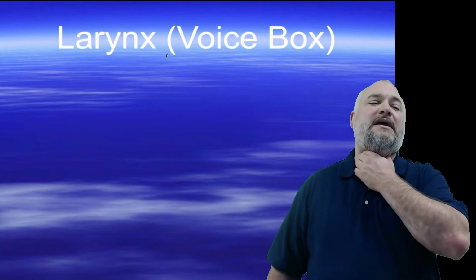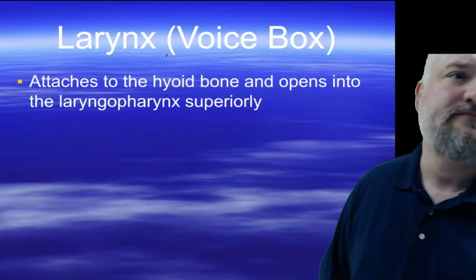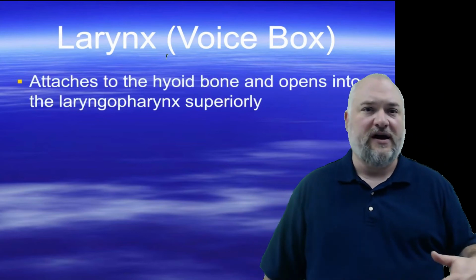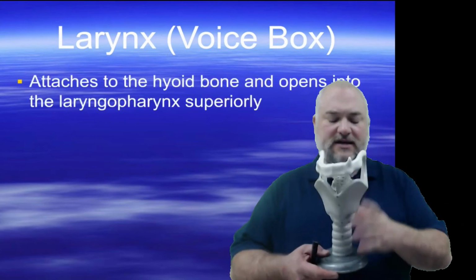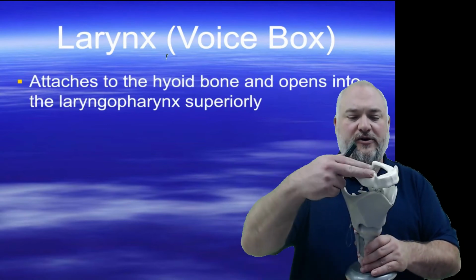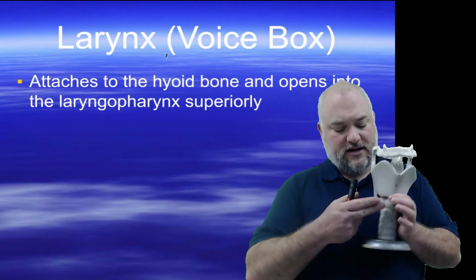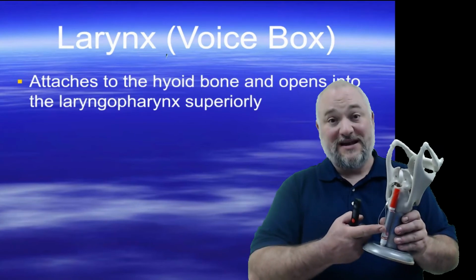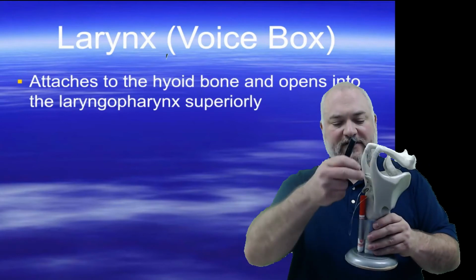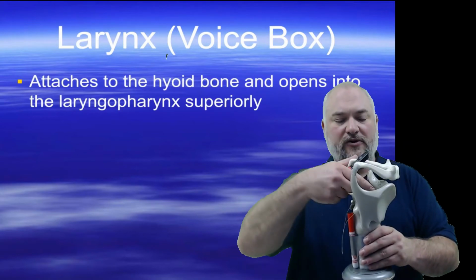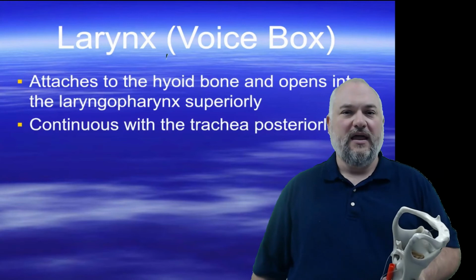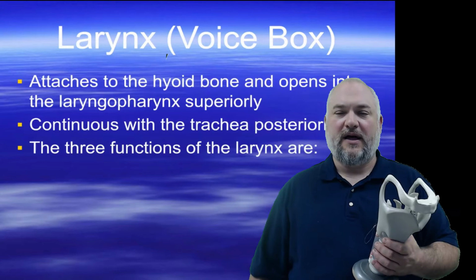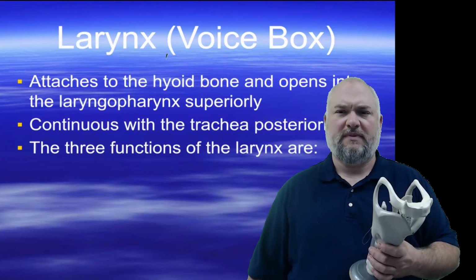All right, moving down into the voice box. Okay, it attaches to the hyoid bone and opens in the laryngeal pharynx superiorly. So here is a model of it. Here's the hyoid bone. Here's the larynx and the trachea down here. On the back side, this marker here is representing the esophagus. So you've got the esophagus going behind, and air can go down the front. So, like I said, it continues to the trachea on the anterior side, not the posterior side.